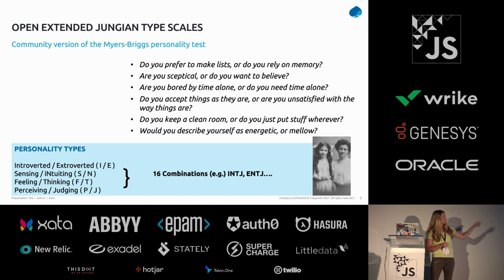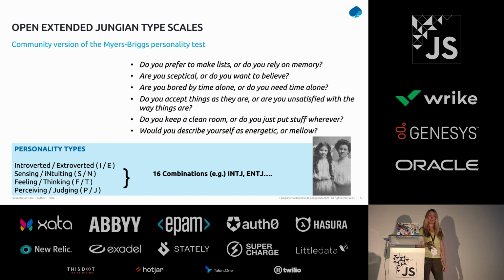So you can see some examples of the questions there. They're kind of A or B style questions. Do you prefer to make lists or do you rely on memory? And you need to answer these questions on a scale of 1 to 5. So if you always make lists, you would answer 1. If you always rely on memory, you would answer 5. And there's the option to pick values in the middle if you're not sure.